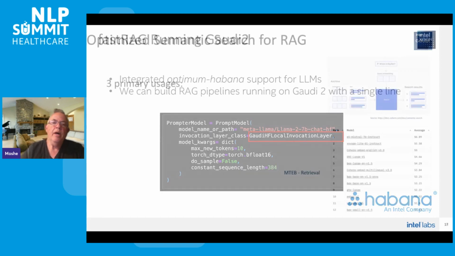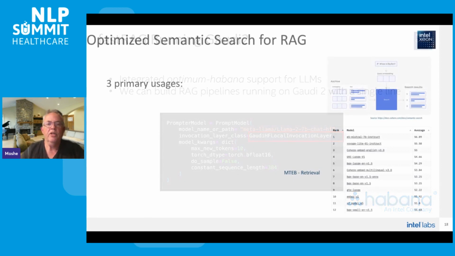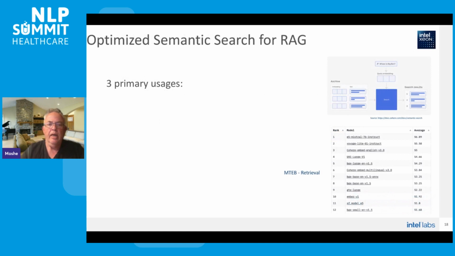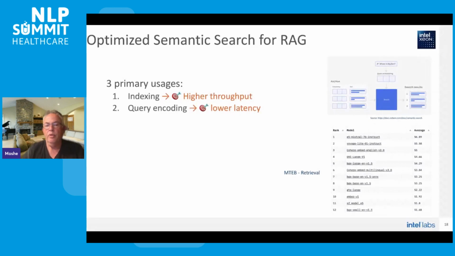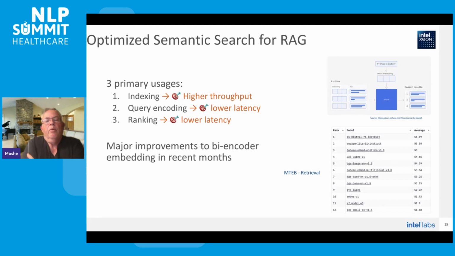Related to Xeon, I want to demonstrate we did optimization for semantic search with RAG. As I mentioned, there are three primary usages. One is indexing: when you have documents and you want to create an embedded vector for each document or each sentence. Usually you need higher throughput, processing more sentences per second. When you are doing query encoding, you're probably interested in response time, which means lower latency. And also when you do ranking, you want fast response. So this is exactly what we can give you with fastRAG.